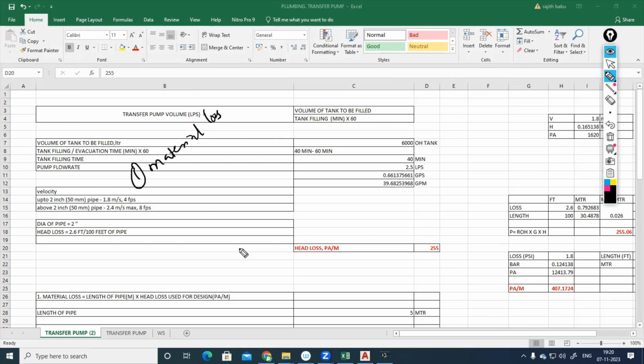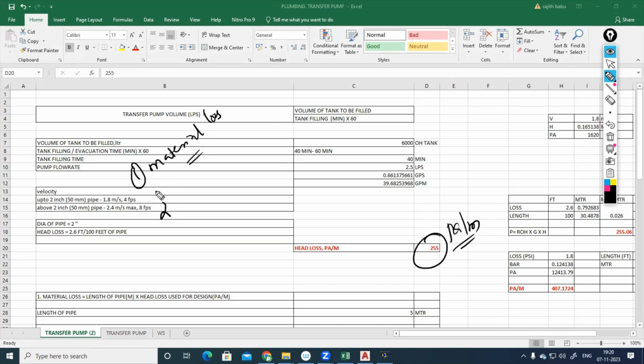How can we calculate material loss? We already know the head loss: 255 Pascals per meter. Each meter of pipe length, 255 Pascal of pressure drop can come. Now from suction to the delivery, total horizontal plus vertical, how many meters of pipe? Suppose 30 meters of pipe, means 1 meter, 255 Pascal; 30 meters, 30 into 255 Pascal. Accordingly, you can find the material loss.